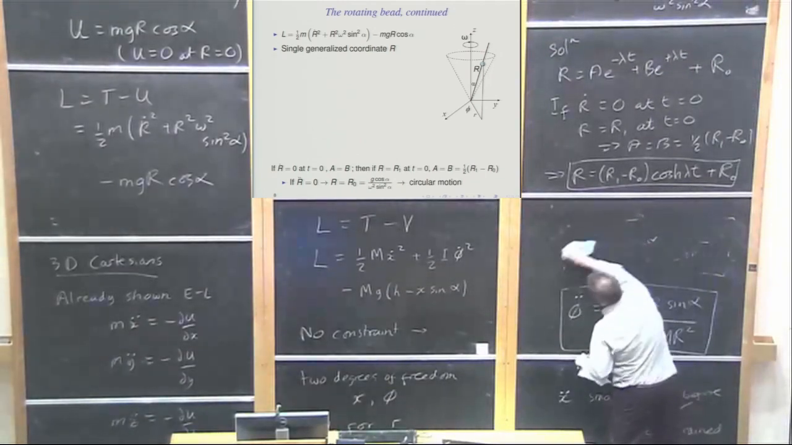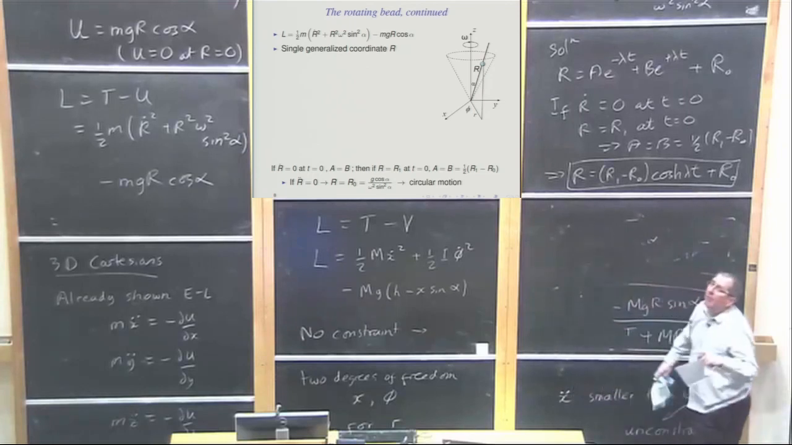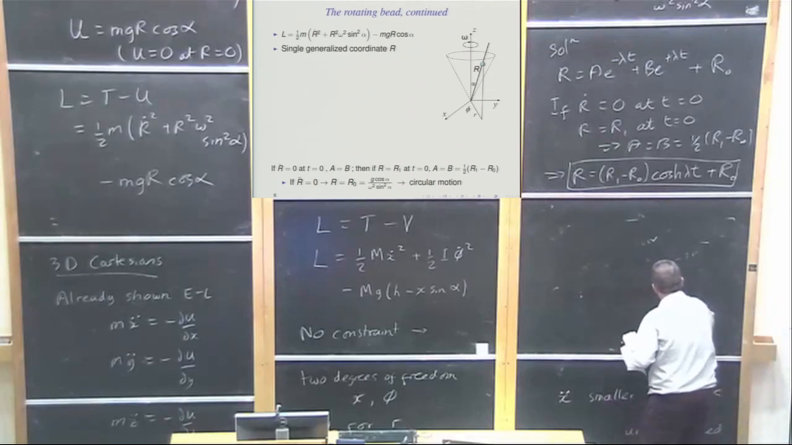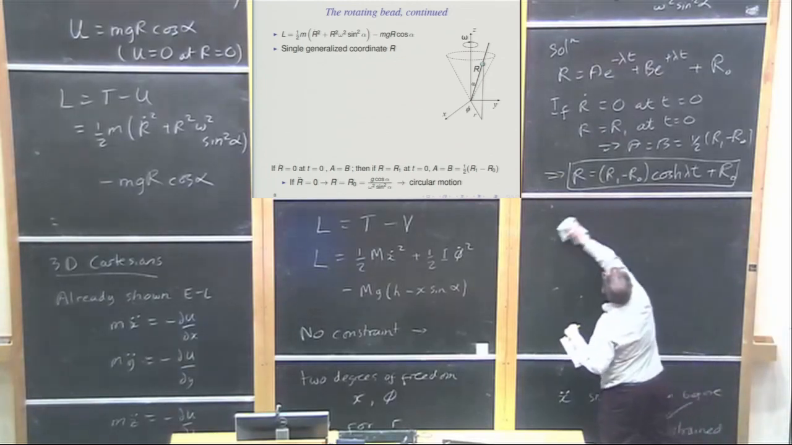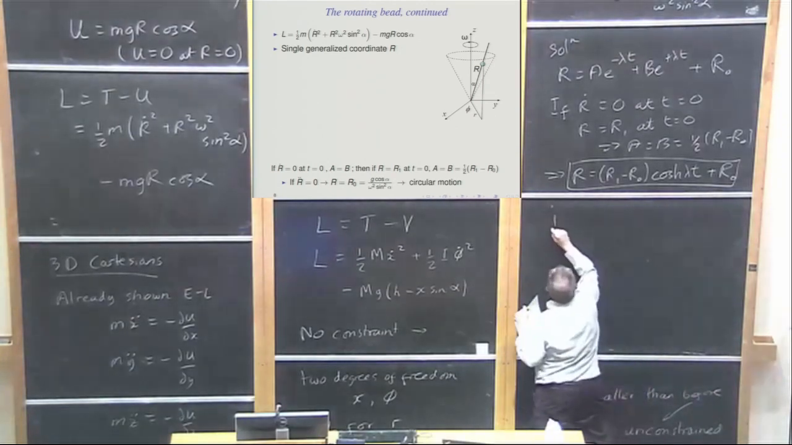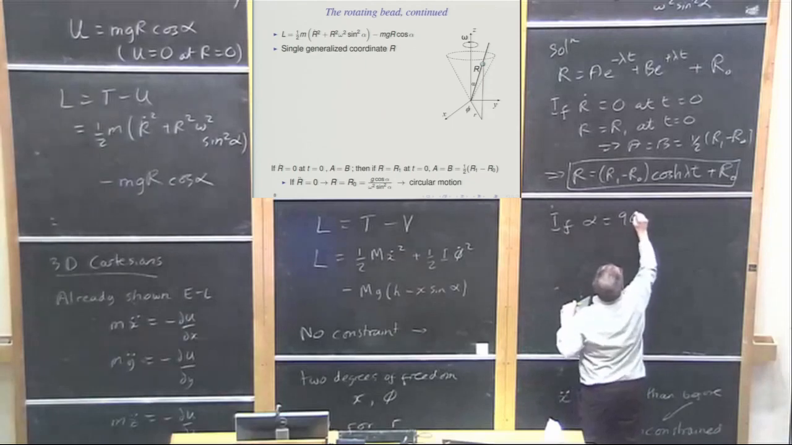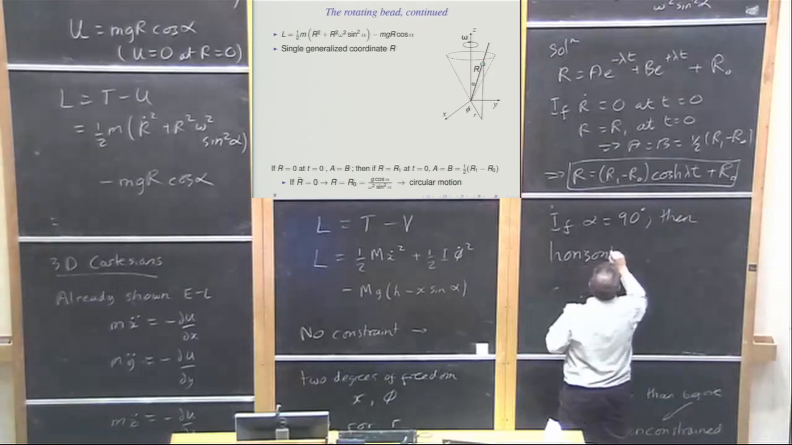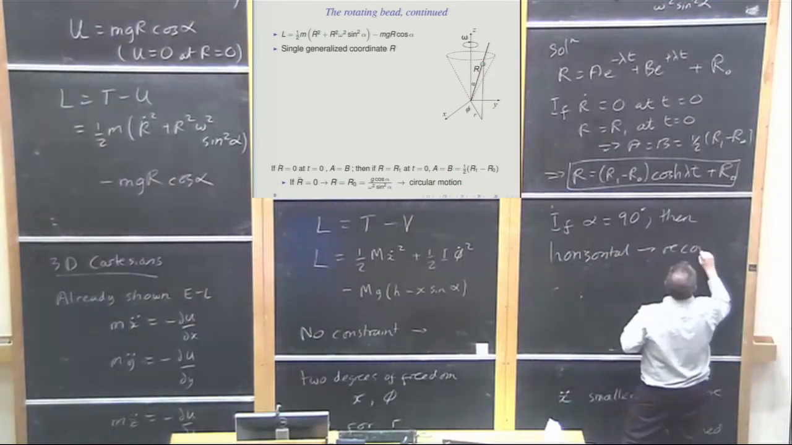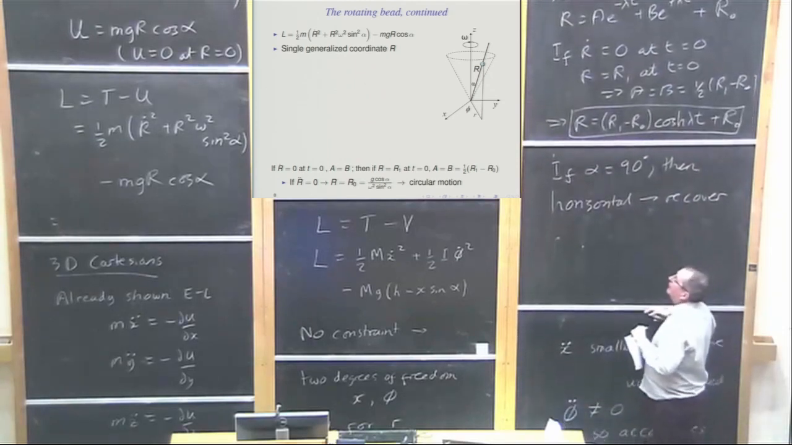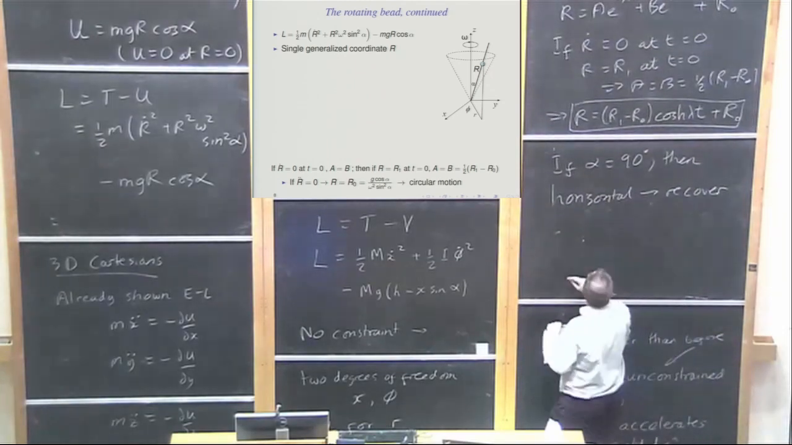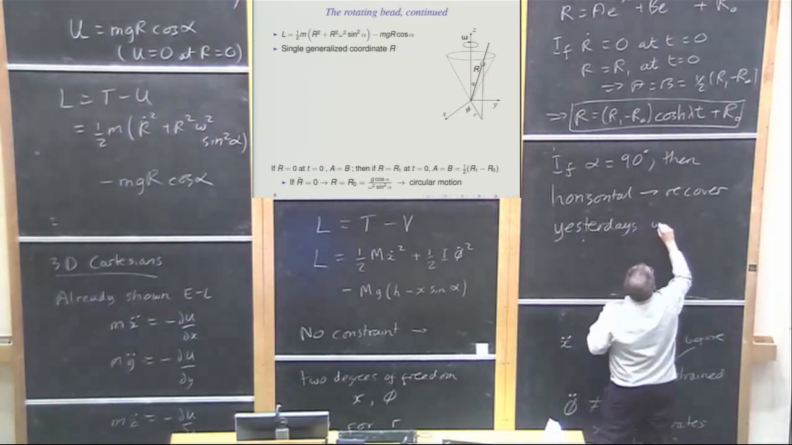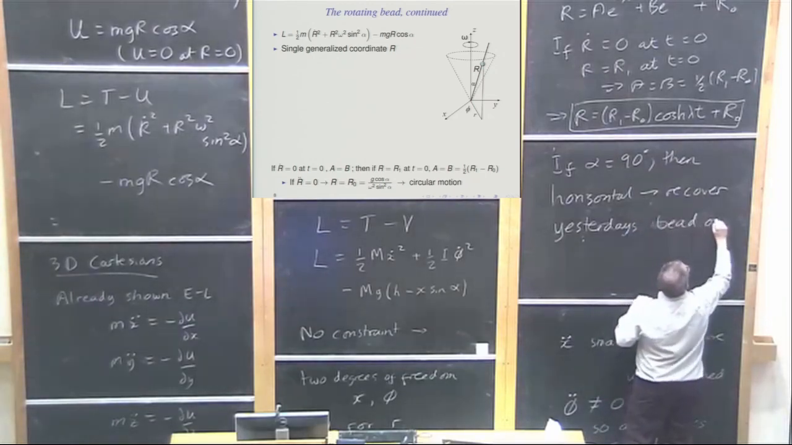And this you should remember, I think it was yesterday, we looked at the bead on a wire lying on a horizontal plane, and we already had a result there of cosh omega t. So if alpha equals 90 degrees, then horizontal, we will recover yesterday's flat wire on a flat plane result. So we recover yesterday's bead on flat wire result.